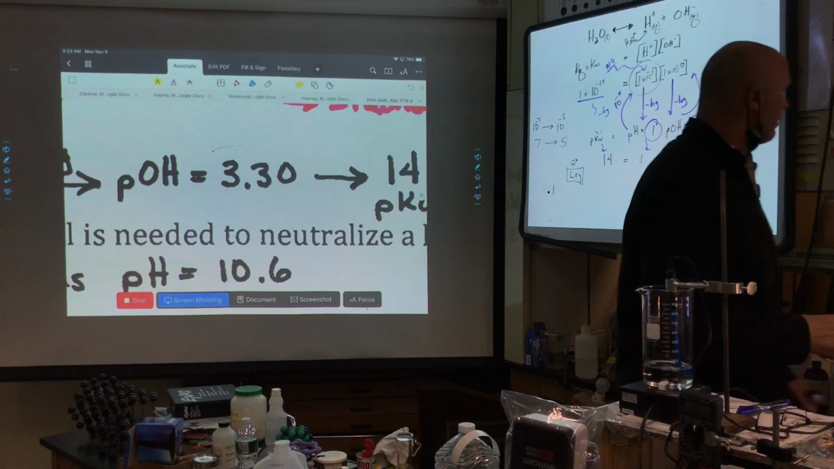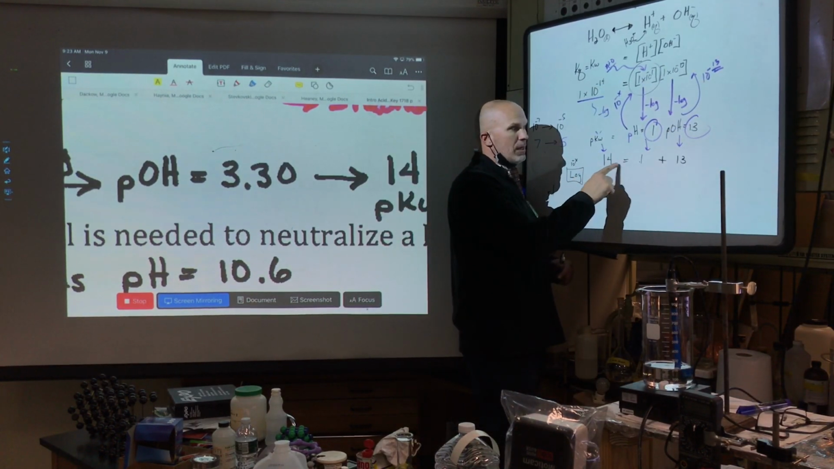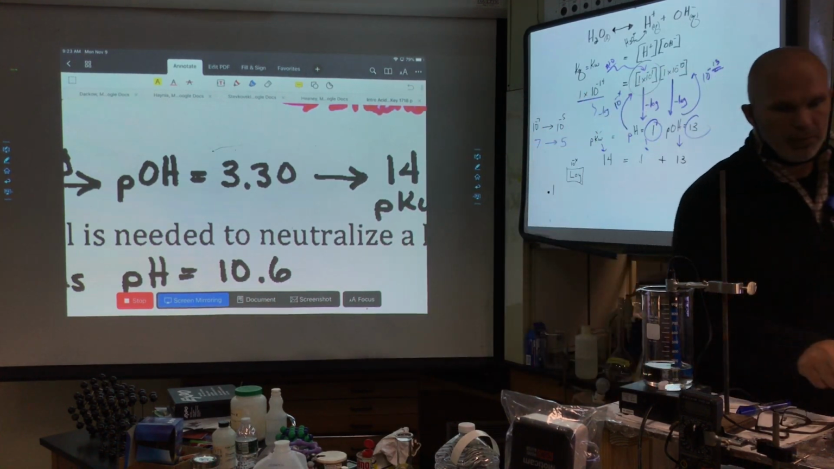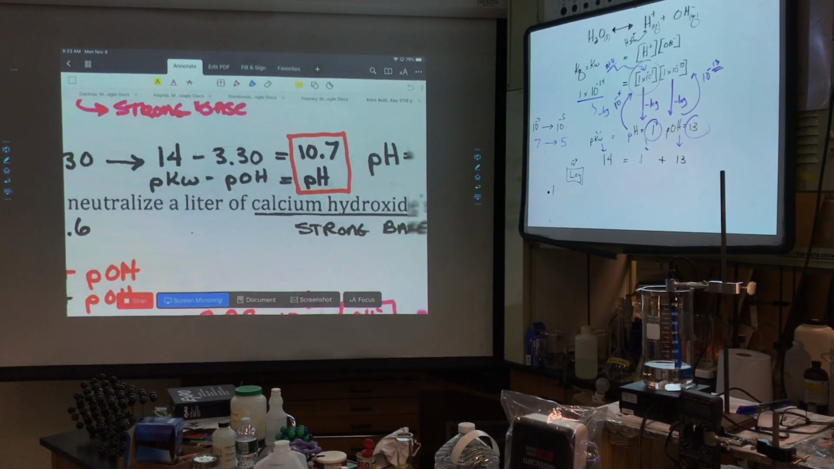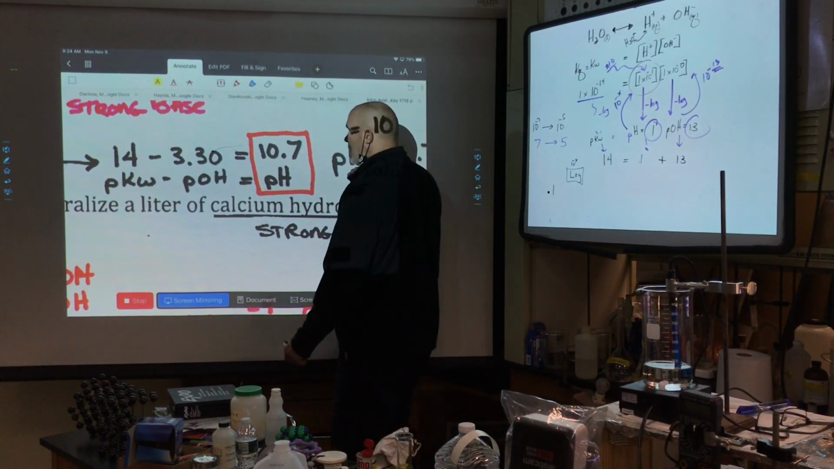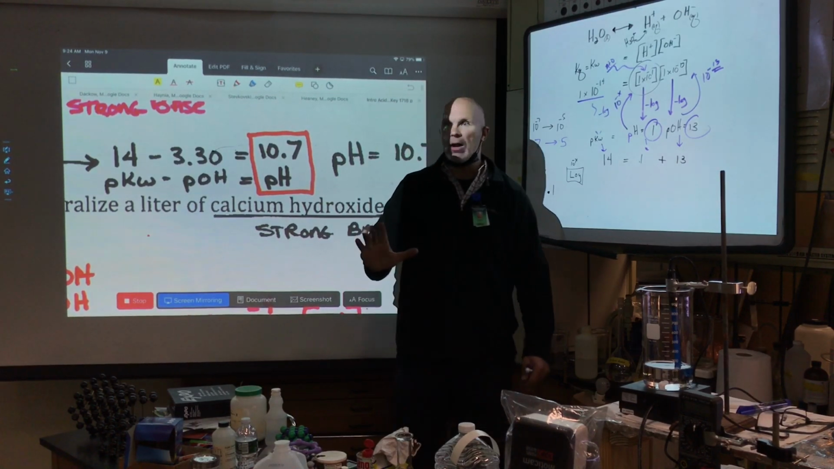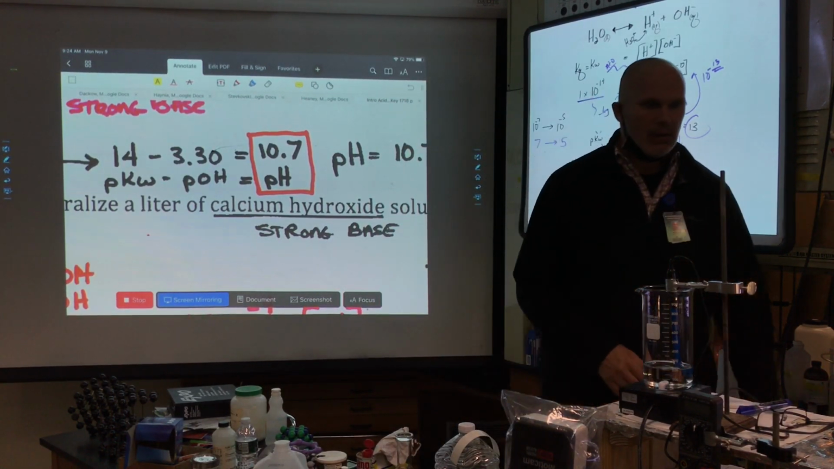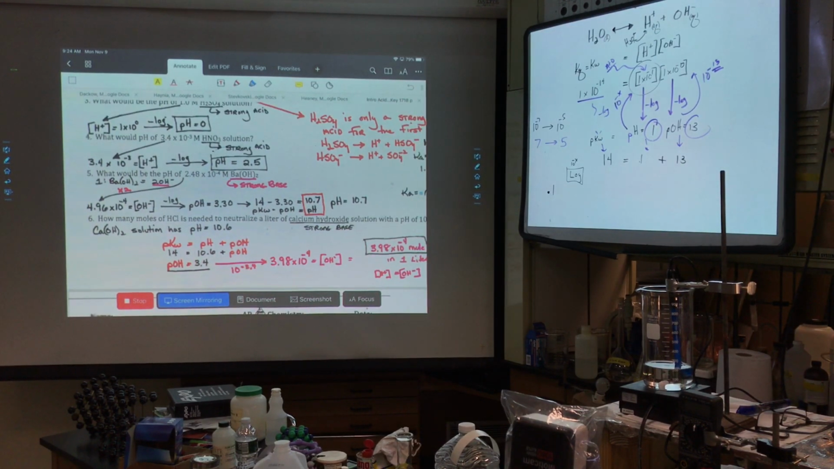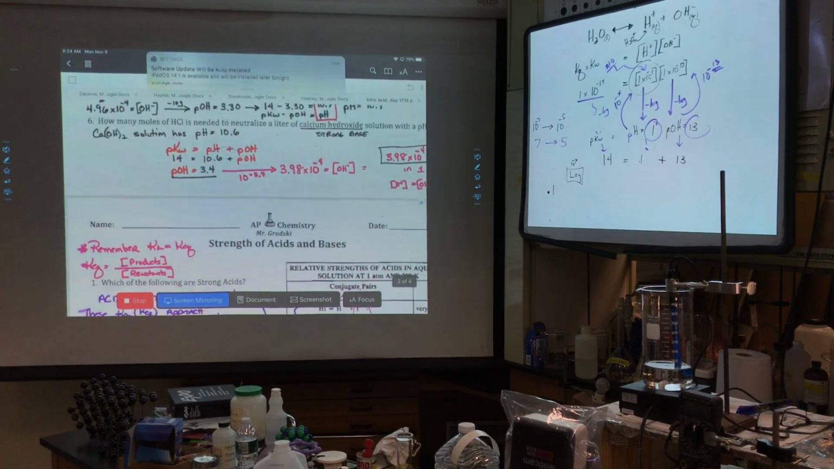Now, what do we know? For me, it's easy. Once you have the pOH, subtract from 14, you got your pH. And that's what I did here. Because I know the pH plus the pOH equals 14. And I get 10.7. Not hard. Not hard. Right? So that's really what those questions were about. All right, so those are the kind of questions that you should be okay with.